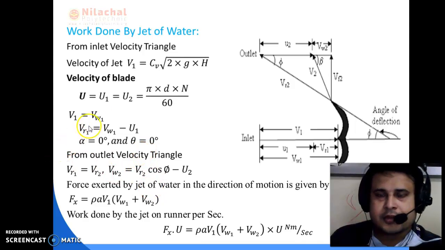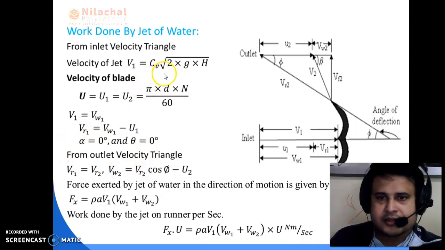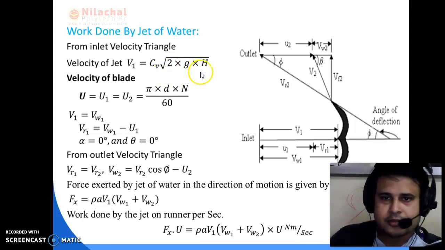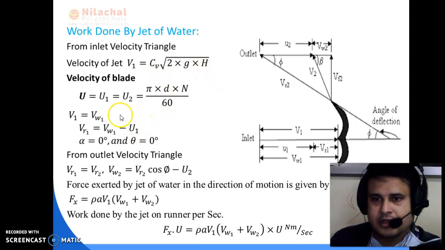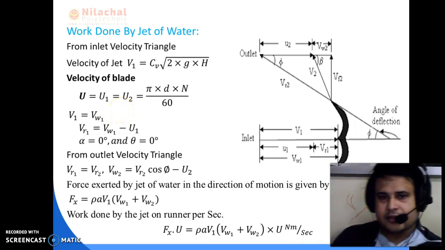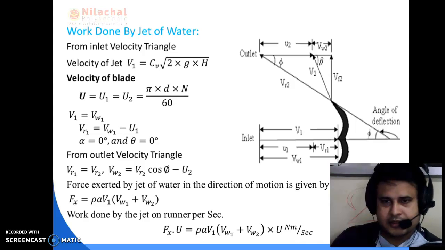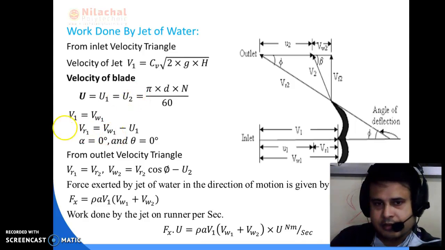We have to use the formulas: velocity of jet is Cv into square root of 2gH. The velocity of the blade is u, where u1 and u2 are both equal because the bucket is of uniform dimension. So that is pi D N by 60, where N is the speed of the shaft. V1 is equal to Vw1 from the inlet velocity triangle. Vr1 is the relative velocity, that is Vw1 minus u1.